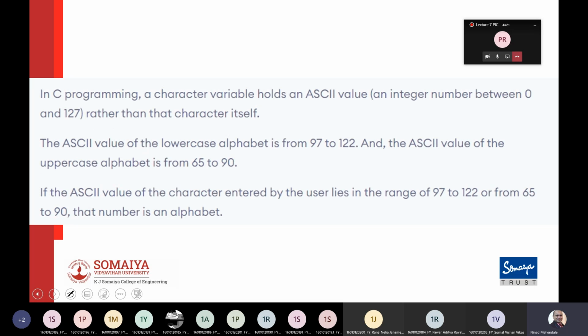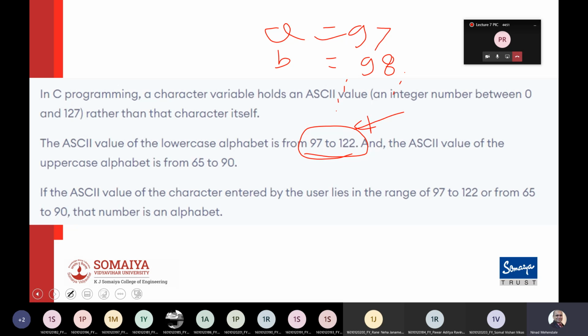In C programming, a character variable holds the ASCII value, an integer between 0 and 127, rather than its actual character value. The lowercase alphabet starts from 97 and goes up to 122. I'm not sure, but you can check. a is equal to 97, and then b equal to 98, and hopefully we will end up at z, a total of 26. Then uppercase letters start from 65 and go up to 90.